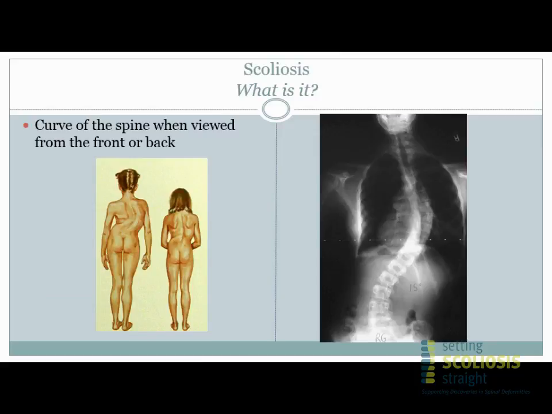So scoliosis, by definition, is just a curve in your spine looking at it from the front. That's all that word means. It doesn't mean anything else in and of itself. We, as doctors, try to make it more detailed.